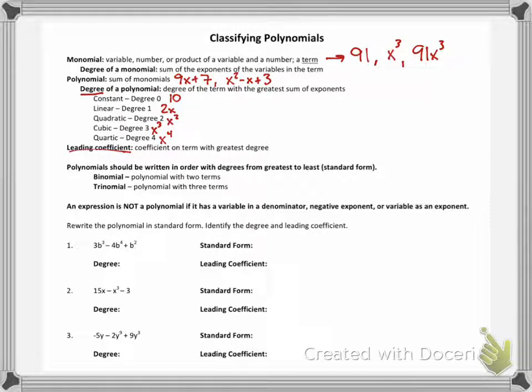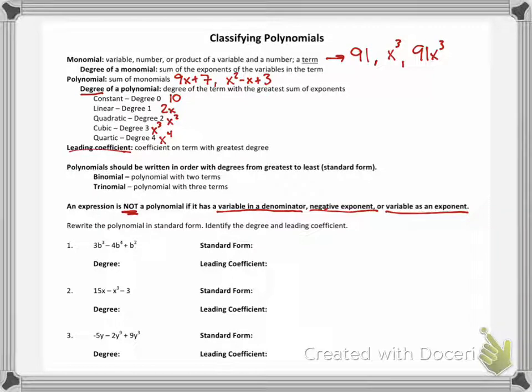There are a few instances where you'll see expressions that are not polynomials. There are 3 instances. If you see a variable in the denominator of an expression, if you see a negative exponent, or you see a variable as an exponent. If any of these 3 cases pop up in an expression, it is not a polynomial and it does its own thing. So we'll see a couple of examples of that as we go through here, but that's just something to keep in mind. Those we won't really be working with here in this chapter. This is just more to identify what is a polynomial and what isn't.